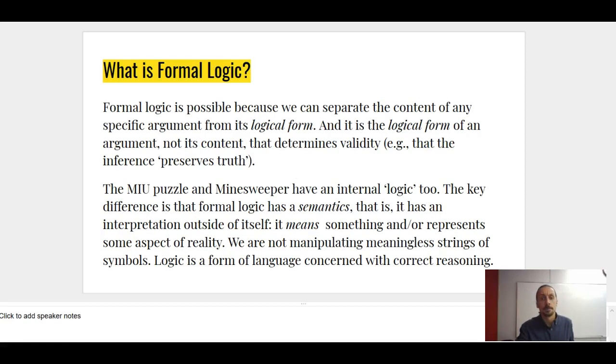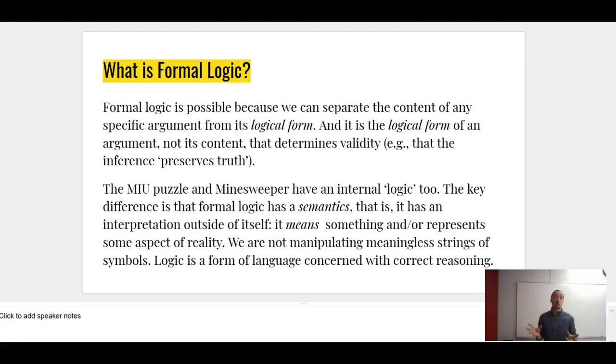There we go. Okay, so formal logic is possible because we can separate the content of any specific argument from its logical form. And it's the logical form of an argument, not its content, that will determine validity, right? That the inference will preserve truth, right? Content neutrality means that it doesn't matter what the argument's about, the argument will be valid or invalid as a function of the structural relation between the premise and the conclusion.